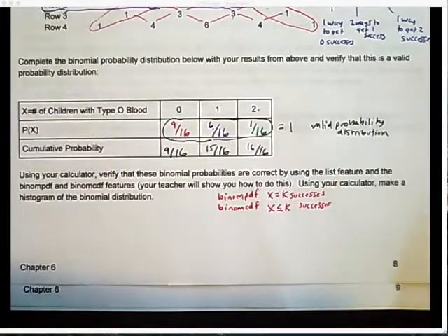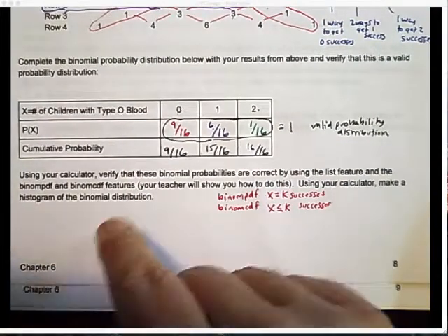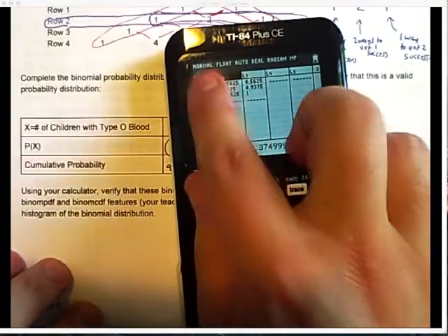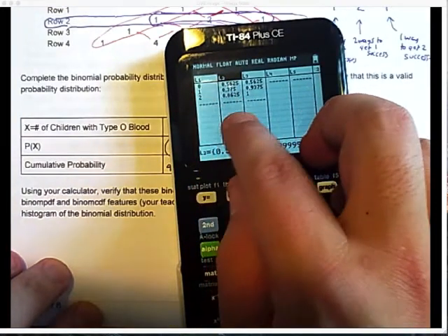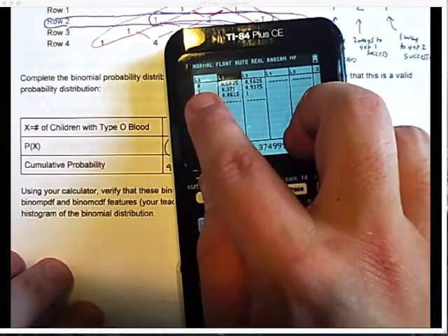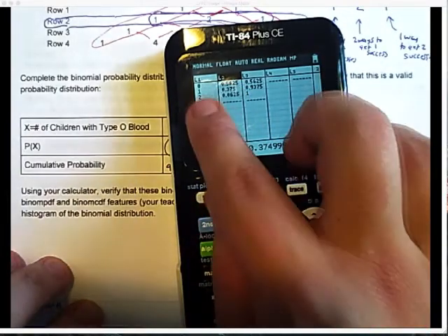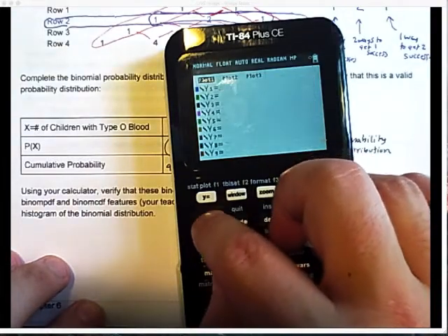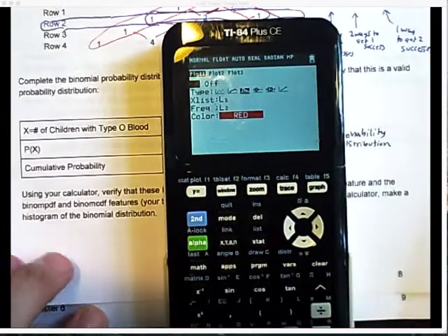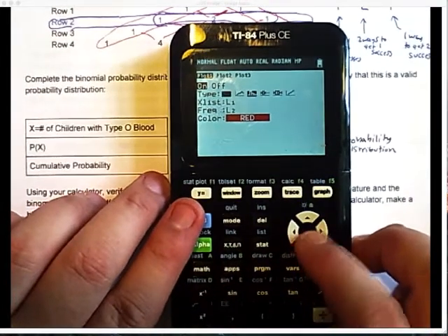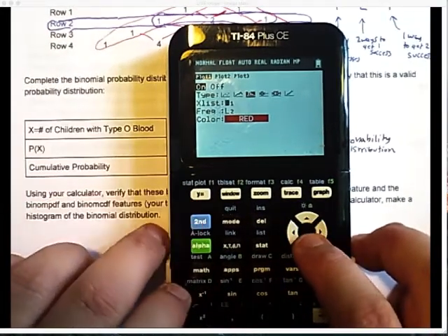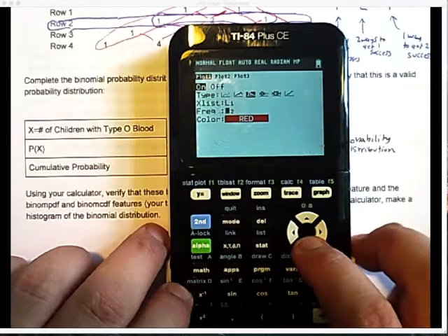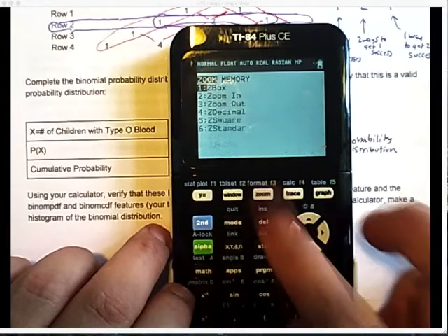It also says here, using your calculator, make a histogram of the binomial distribution. Well, the binomial distribution, L1 are my x values, L2 are the probabilities of getting those x values. So if I want to make a histogram of list 1 versus L2, that's what the right histogram would be. Go back under your stat plot, turn it on, make a histogram. Your x list is in L1, it's the number of kids, and your probabilities are in list 2. And then just do a zoom 9.